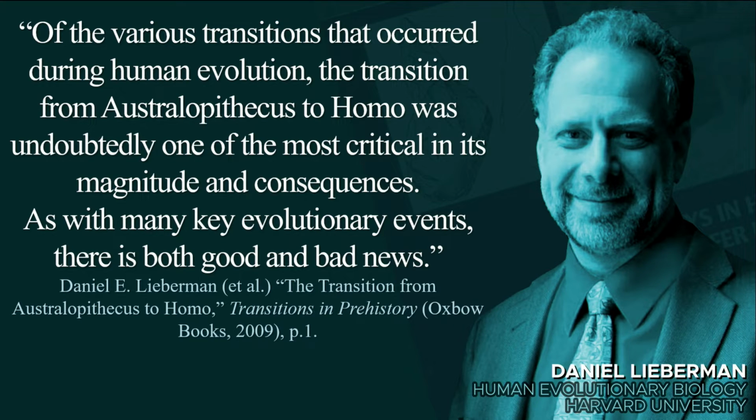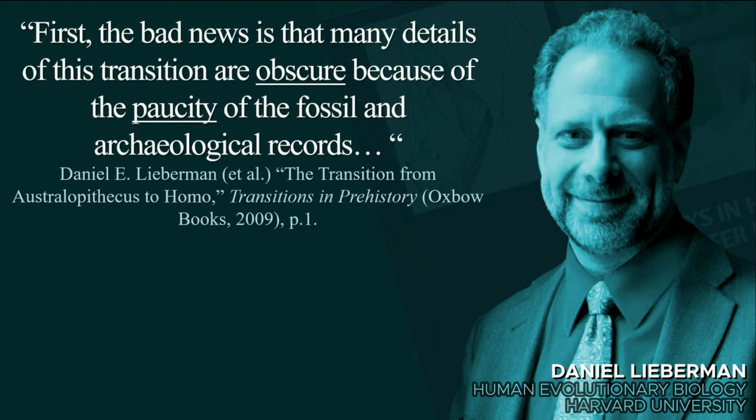As with many key evolutionary events, there is both good news and bad news. First, the bad news is that many details of this transition are obscure because of the paucity, the lack of the fossil and archaeological records. That is what we call bad news. A lack and obscurity of archaeological and fossil records between Australopithecus and Homo.